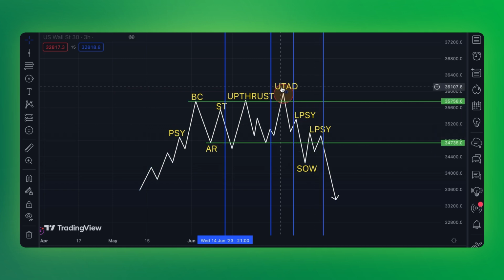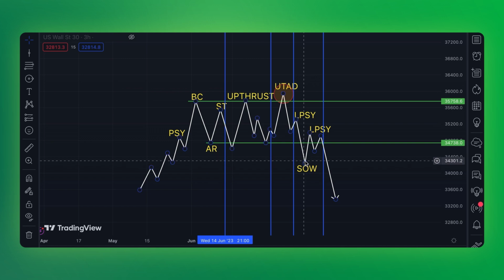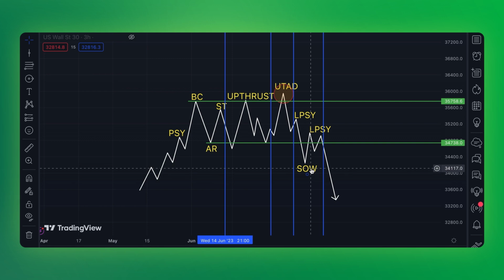So after a UTAD in phase D right here, we have the last point of supply, pretty much like the last point of support in the accumulation phase, and we have a long bearish candle that breaks through this supply area, giving us what is known as a sign of weakness instead of a sign of strength, as shown on the accumulation phase. And yet again, we have what is known as the saw effect right here, giving us another last point of supply before price shoots and creates what is known as a markdown.